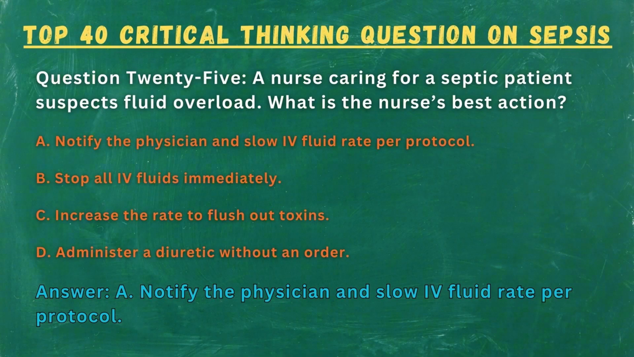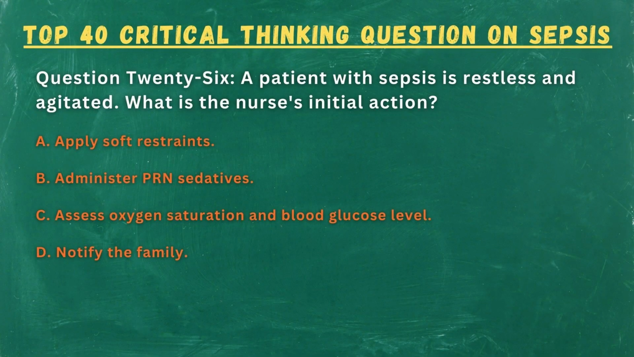Answer: A. Notify the physician and slow the fluid rate per protocol. Question 26. A patient with sepsis is restless and agitated. What is the nurse's initial action? A. Apply soft restraints. B. Administer PRN sedatives. C. Assess oxygen saturation and blood glucose level. D. Notify the family.